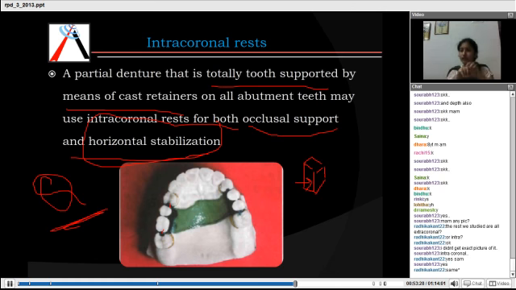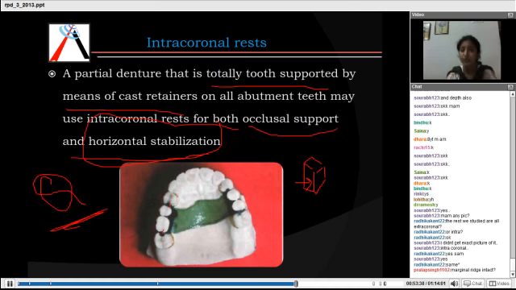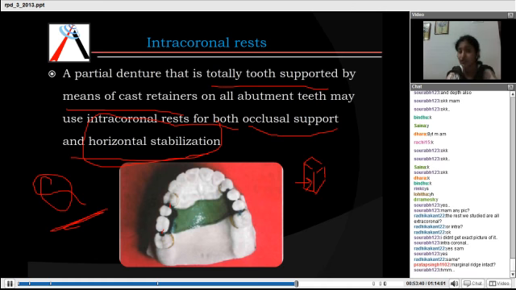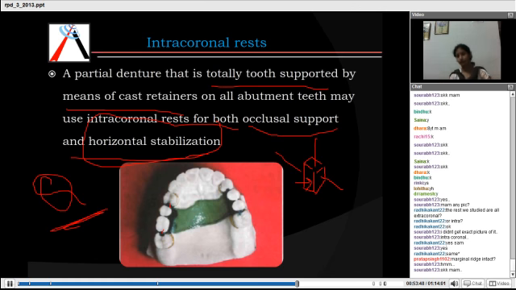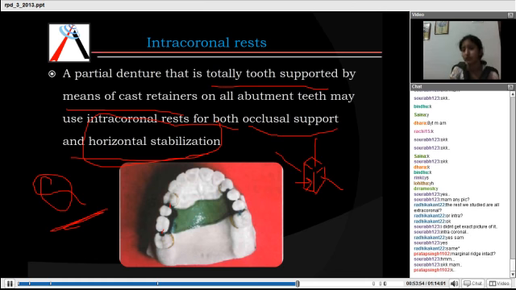Yeah, so whenever you prepare a box in your proximal surface, your rest goes and gets seated intracoronal, inside the crown. So it is more aesthetic and it also helps in providing horizontal stabilization because it is covered from all sides. The rest will not get displaced. The marginal ridge is intact. Okay? Now understood? That's a modification.